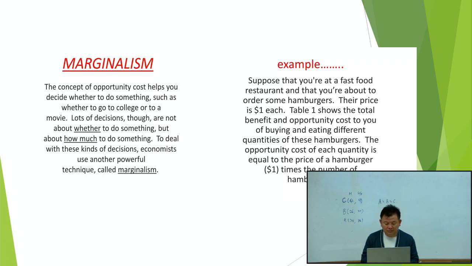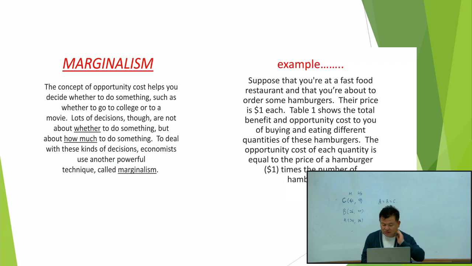For example, suppose that you are at a fast food restaurant and you are about to order some hamburgers. Their price is $1 each.